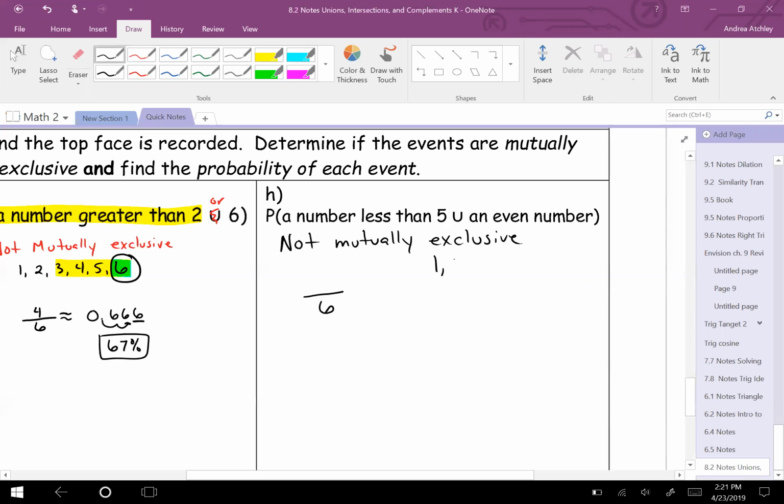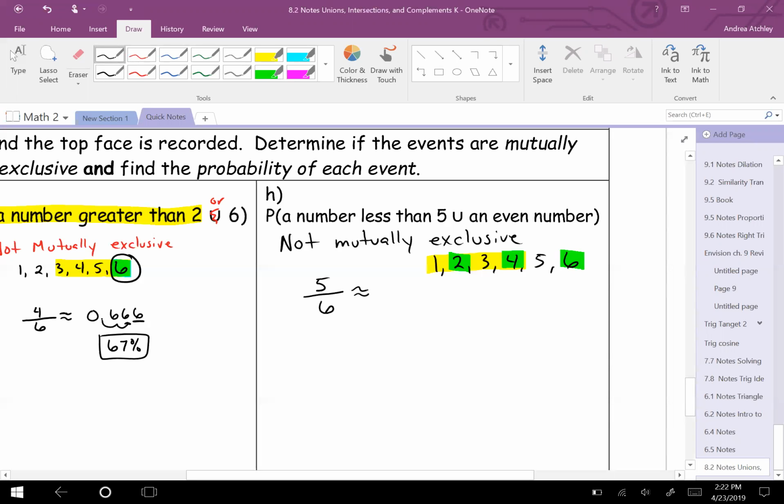Let's try. 1, 2, 3, 4, 5, 6. Here are my numbers that are less than 5, right? Or now we also have to highlight the ones that are even. So 2, 4, and 6 are even. So how many numbers are highlighted here? There's 5 of them.